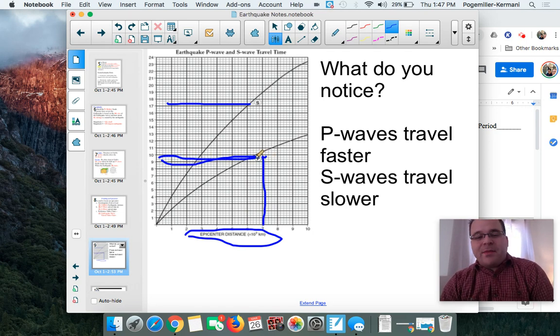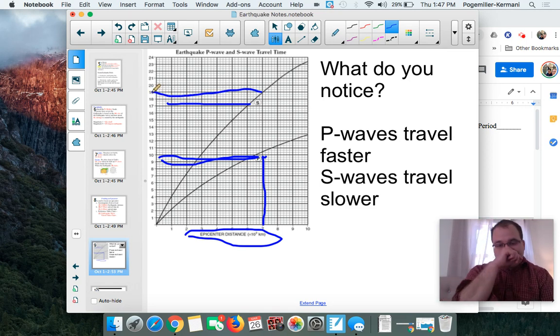That's how long it might take the P wave to arrive from the earthquake if you're 7,000 kilometers away, whereas the S wave might take like 19 minutes to arrive. So this picture, I just want you to be able to see. You don't have to get any of this right now. But if you do take earth science in high school, you'll need to know this chart.